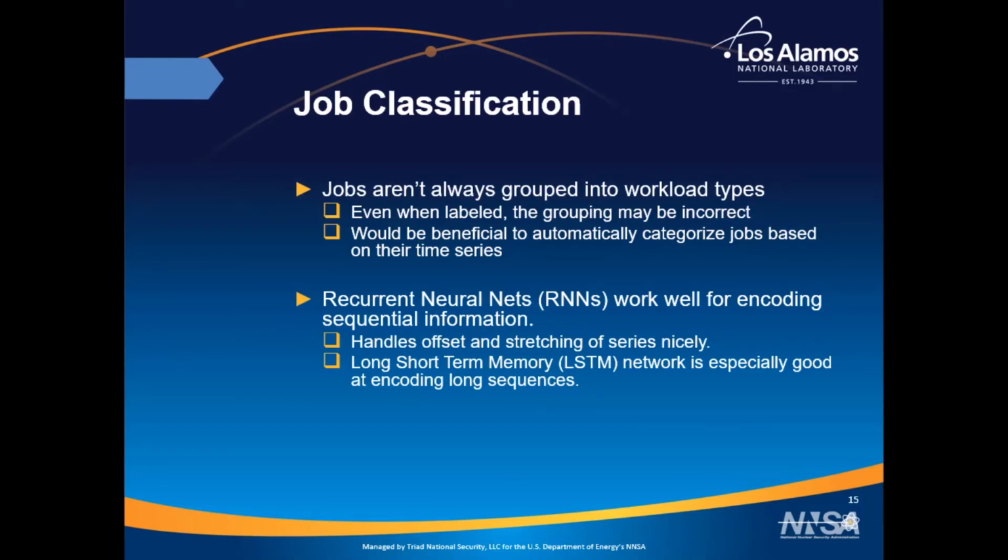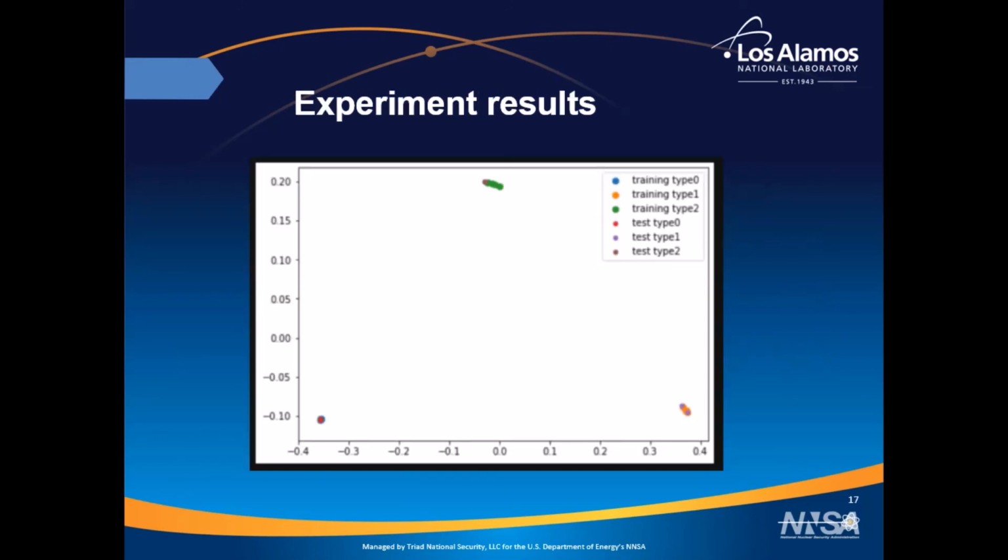So one thought that may have already occurred to you is that jobs aren't always grouped neatly into workload types, and so you may not know which jobs actually belong to a particular expectation. And even when they are labeled, that labeling may be incorrect. So we've decided to develop a machine learning technique for classifying different types of jobs based on their time series data. Unfortunately, I don't have the time to go into the details of our technique and experiment, but here are the results, where you can see that we've taken each individual job and encoded it into a 2-dimensional vector.